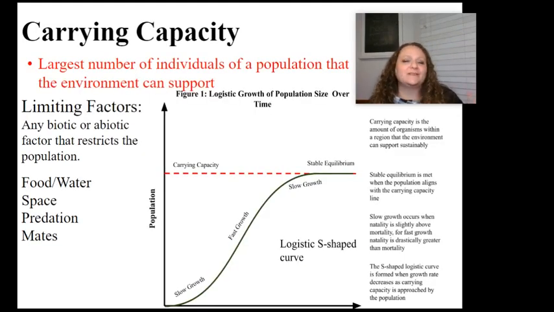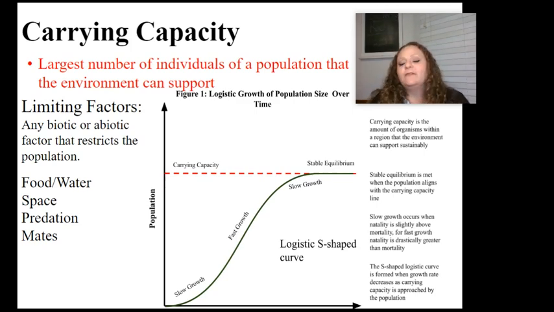Okay, so here is what this is going to look like in graph form. The carrying capacity is the largest number of individuals in a population that the environment can support. And that number is determined by whatever the limiting factors are. Limiting factors can be biotic, they can be abiotic, so living or not living. They are typically going to be things that organisms need: food, water, space, or it could be something that keeps the population from getting any bigger, like predation, the number of mates that are possible. So those things can control how big the population is going to be.